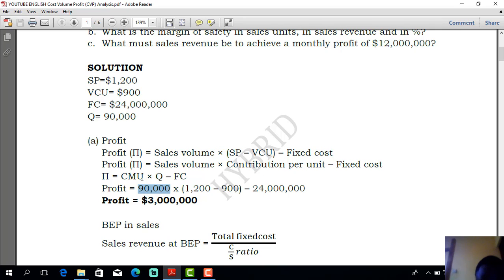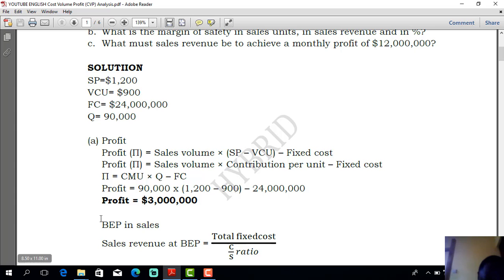From the question, we are provided with Q, which is 90,000 units. What is contribution margin per unit? Contribution margin per unit equals selling price minus variable cost per unit. Selling price equals 1,200 and the variable cost per unit equals 900. So 1,200 minus 900, you get 300, times 90,000, you obtain 27 million, then you less 24 million and you end up with 3 million. So profit budgeted is 3 million.